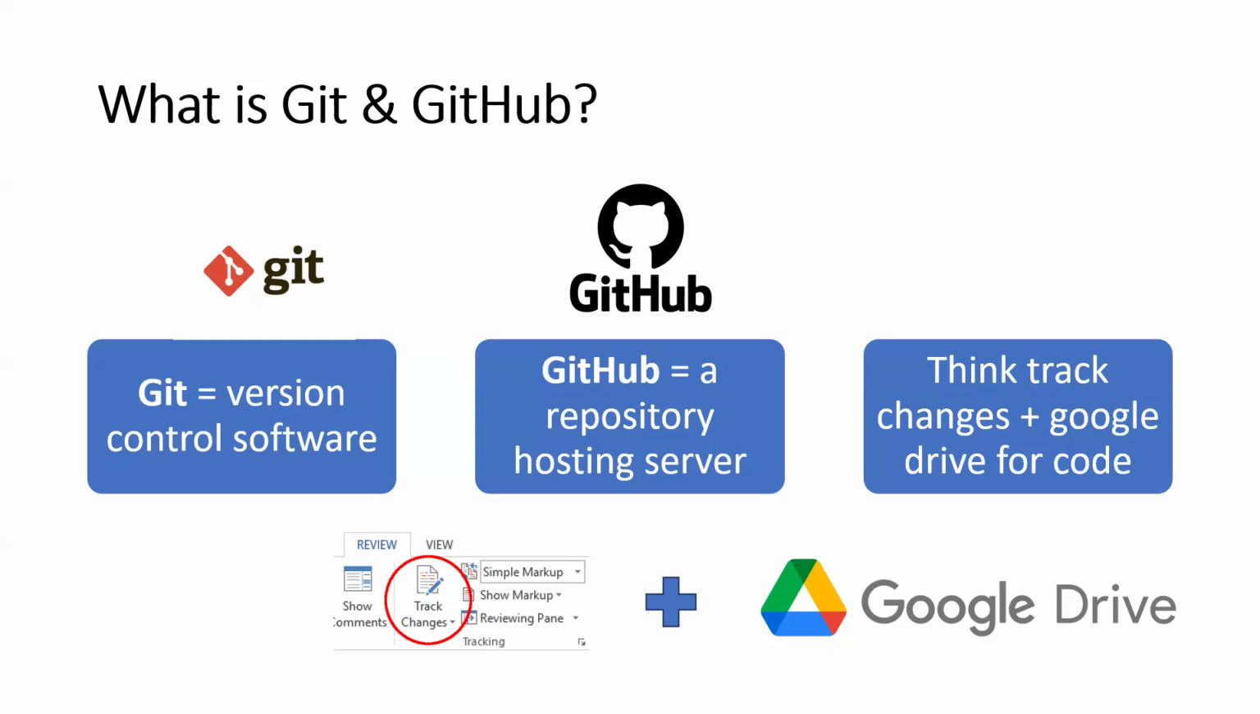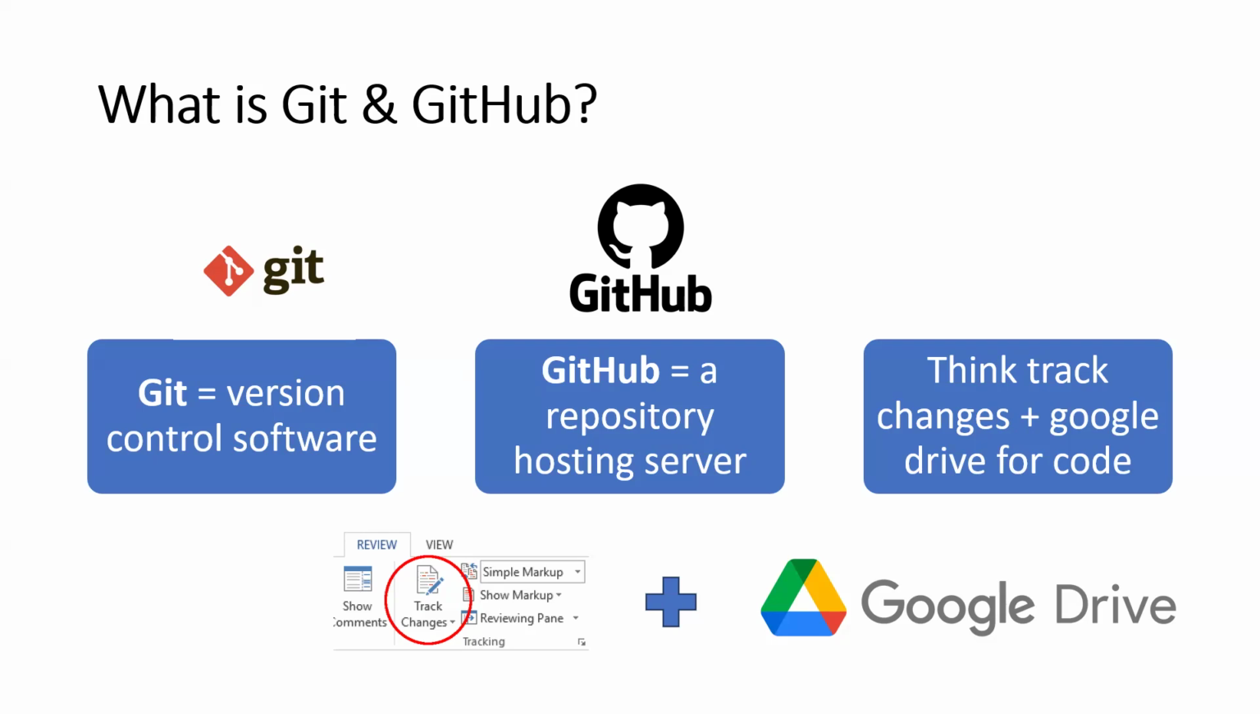So all of that being said, you've heard me use this term Git and GitHub. What exactly is the difference and what exactly do you have to know about them? So first and foremost, Git is a version control software. So it is an application that runs within your computer to manage version control. GitHub is more of a hosting server. It's a repository hosting server.